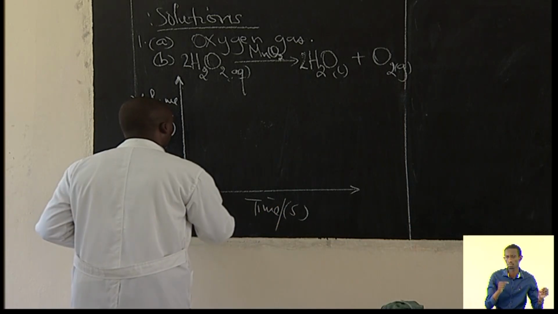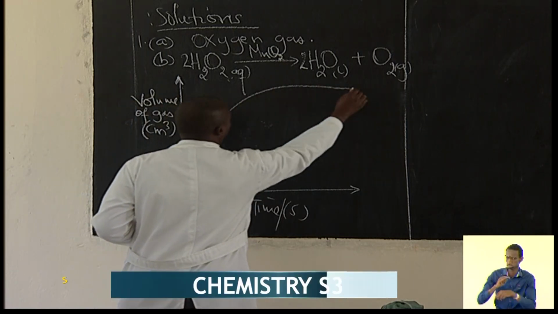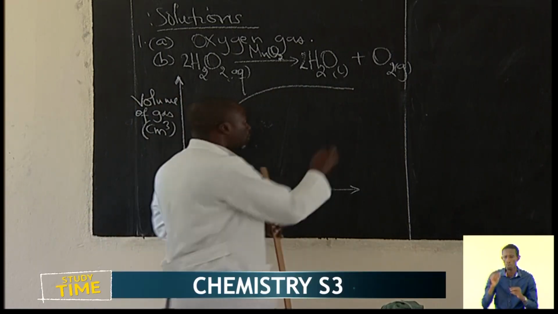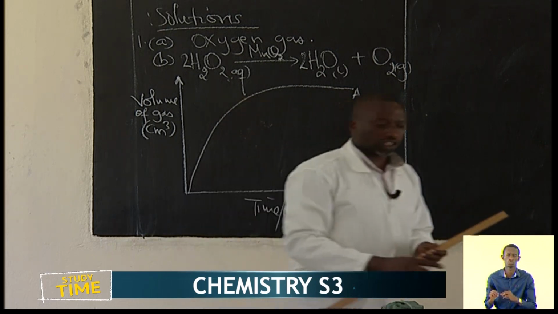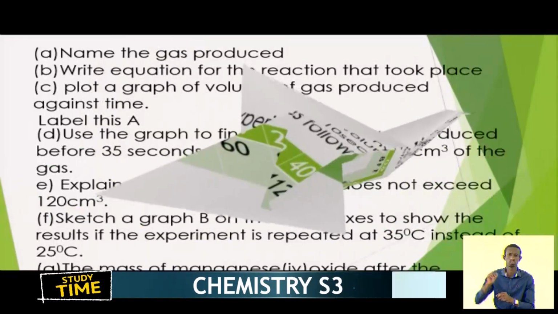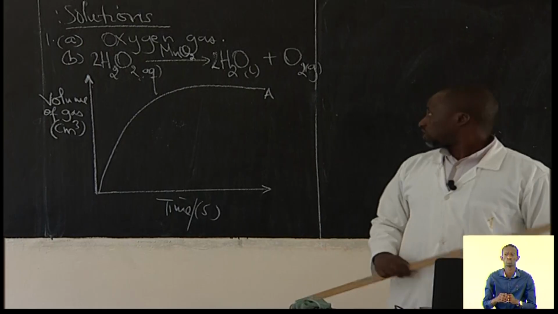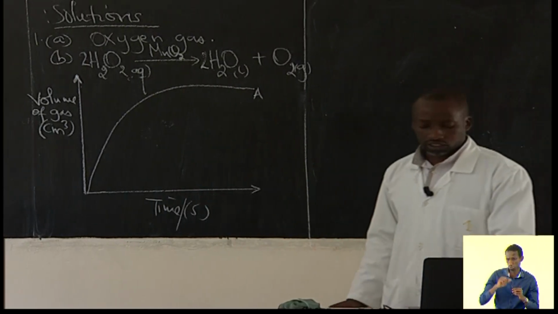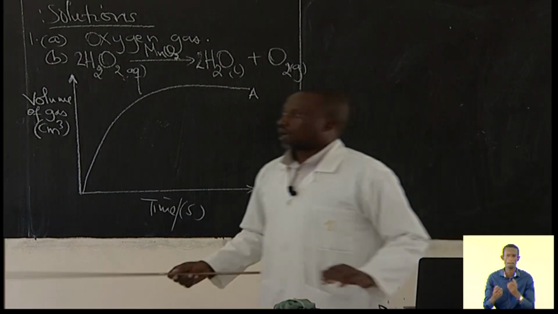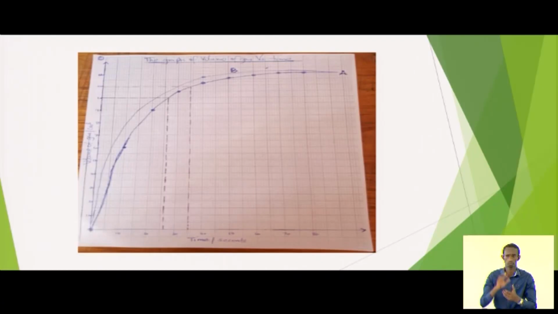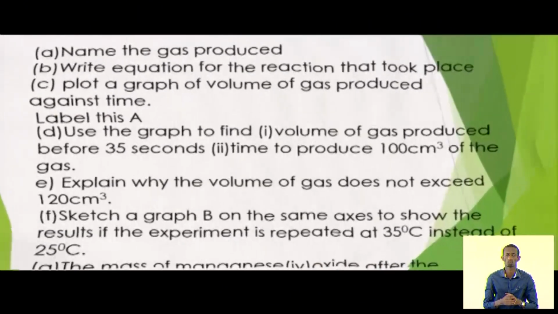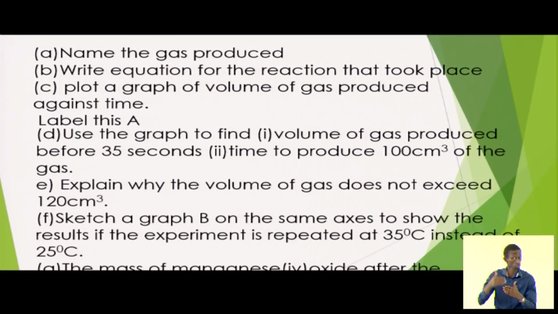We have seen the graph goes like this, and we are supposed to label it A. So this is what we are asked from the graph. This is just a sketch graph of what is produced. And then we probably go to the next question, because we'll come back to that graph again, since we have to use it several times.